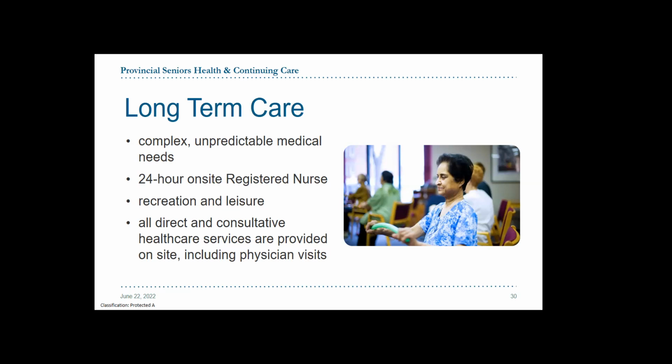So we'd like everyone to know that the care provided in long-term care is specifically designed for individuals with complex and unpredictable medical needs, requiring 24 hours on-site nursing intervention. Care is provided 24/7 by a blend of healthcare staff, including healthcare aides and regulated nursing. Other healthcare professionals provide therapies and programs on site during work hours, and they usually require referral before seeing the residents. Recreation staff offer many enjoyable leisure activities to help promote residents' well-being and independence. And also, other direct and consultative healthcare services are provided on site, including physician visits.